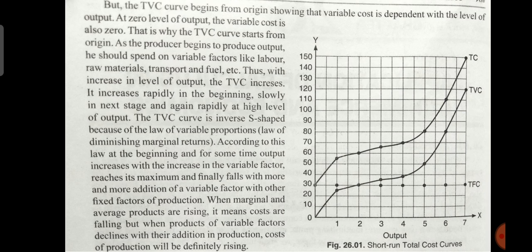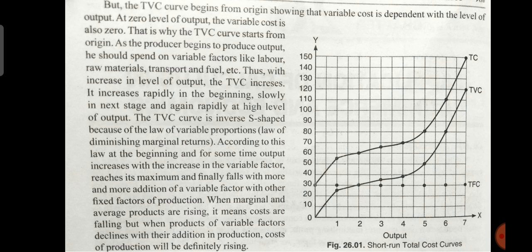As the producer begins to produce output, he has to spend on some variable factors. In an industry or in a company, various products are made, that is the output. If we are producing shampoo, that is the output. So there are labor, raw materials, transport, fuel, etc. So that cost must be variable. So the increase of output increases TVC. That is given here.